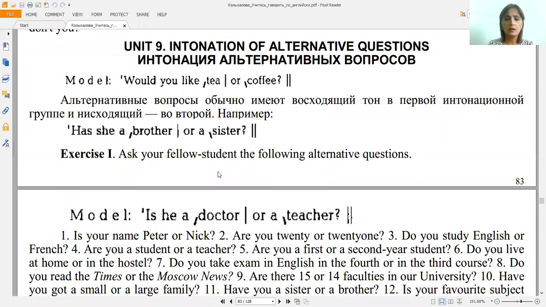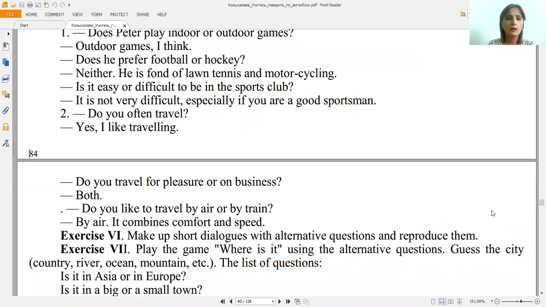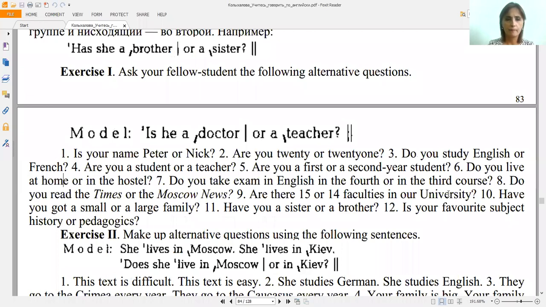So let's do the exercise together here. Exercise 1: ask your fellow student the following alternative questions. A model is given here. Is she a doctor? Is he a doctor or a teacher? So, Camila, you will do this exercise. You will read the first and the second examples with Shahnoza. Please. Camila will read the first sentence and Shahnoza will answer the question, yeah? Okay? Please. Is your name Peter or Nick?